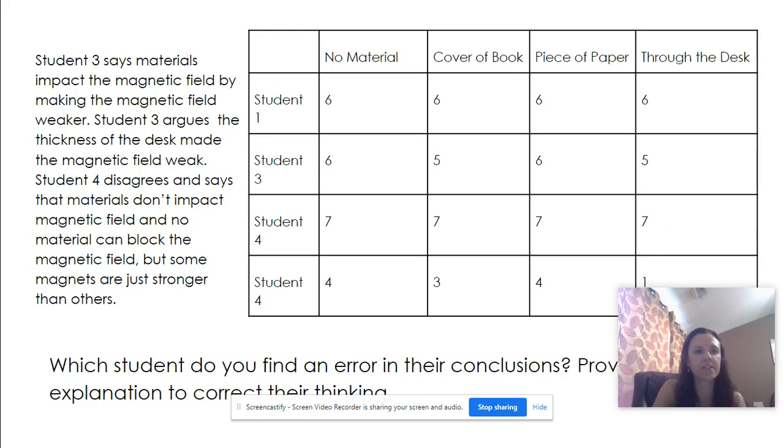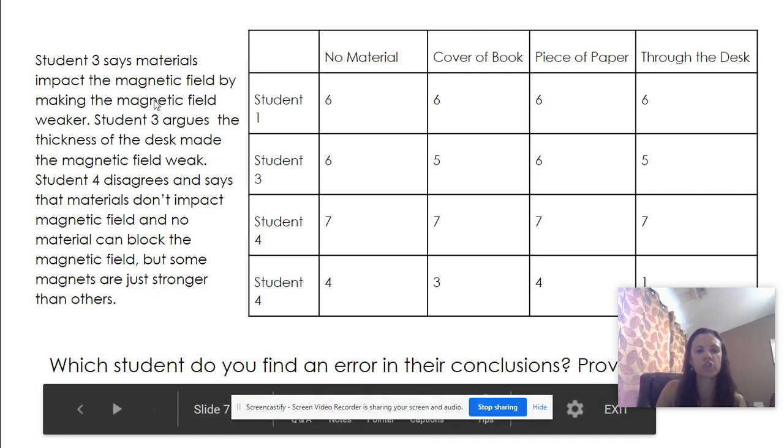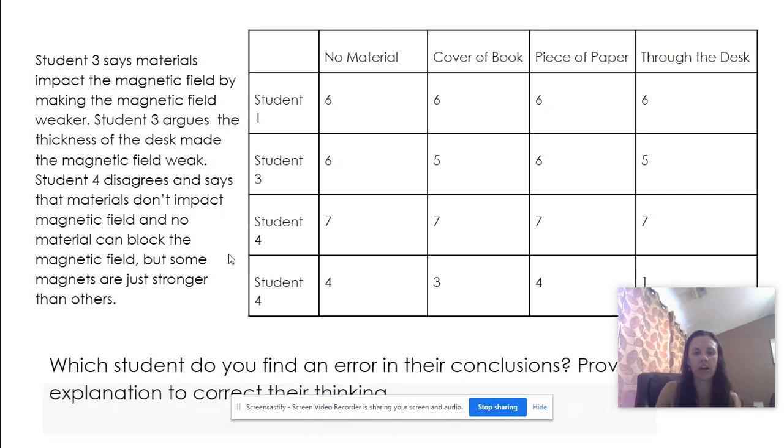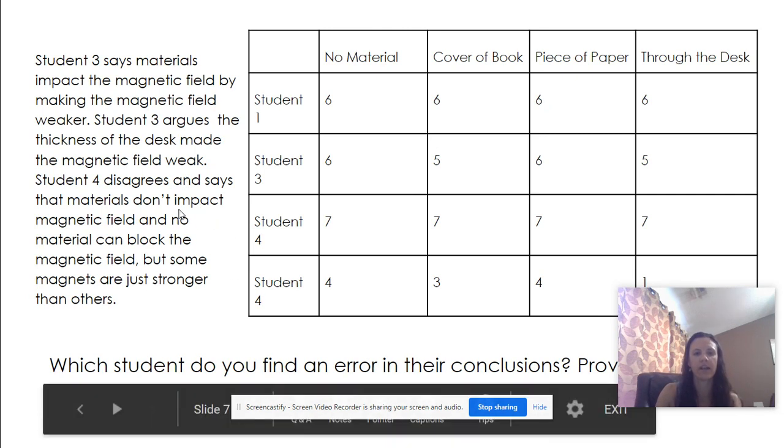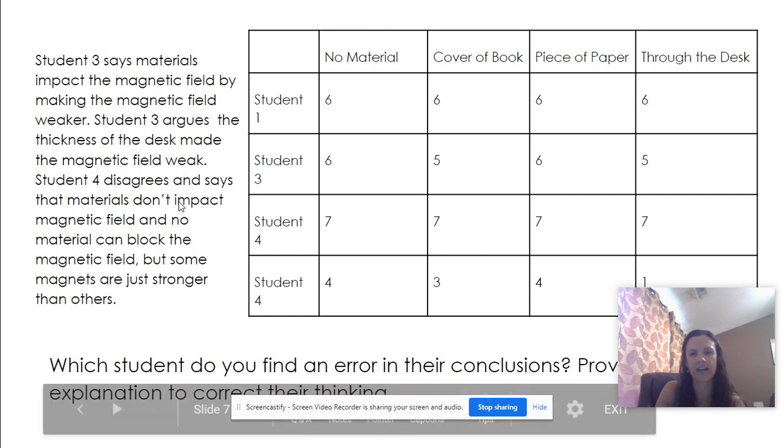Student 3 says materials impact the magnetic field by making the magnetic field weaker. Student 3 argues the thickness of the desk made the magnetic field weak. Student 4 disagrees and says that the materials don't impact the magnetic field and no material can block the magnetic field, but some magnets are just stronger than others. Which student do you find an error in their conclusions? Prove it is what it's asking us to do.